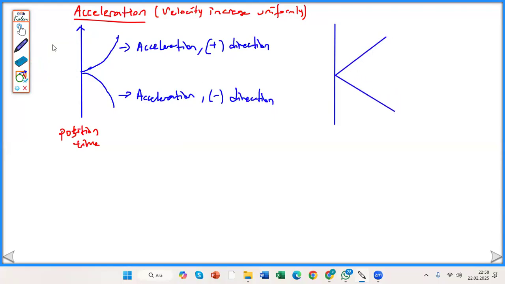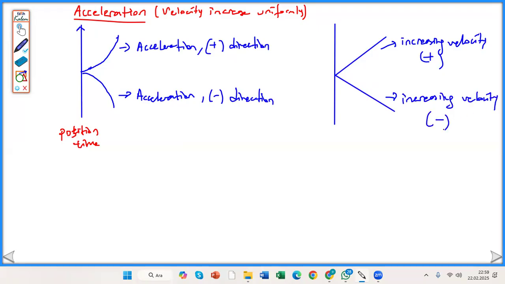Increasing velocity. Okay, and position and direction is positive. Increasing velocity, position direction is negative, and this is the velocity time graph. Okay, this is the velocity time graph.